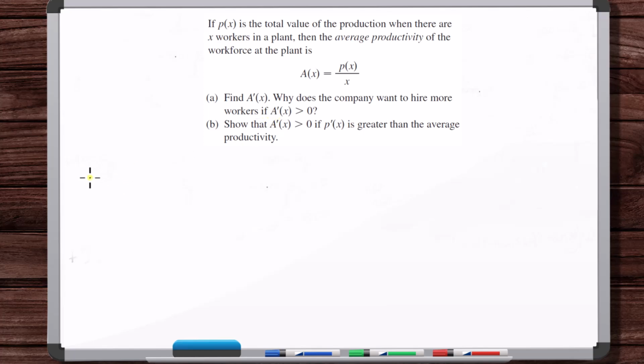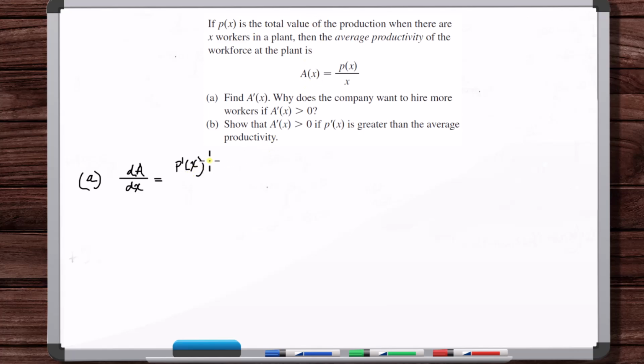So let's first find A prime of x. How do we do this? Well, we're just differentiating this with respect to x, right? This is A. What do we have here? One function of x in the numerator and another function of x in the denominator. Let's use the quotient rule. Derivative of the first, just P prime of x. That's the rate of change of the total value of production with respect to the number of workers, because the total value of production is a function of the number of workers, x.